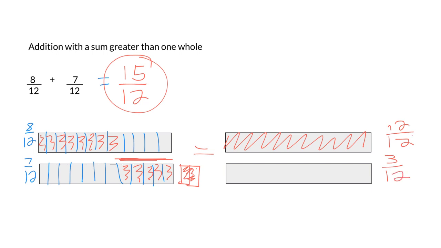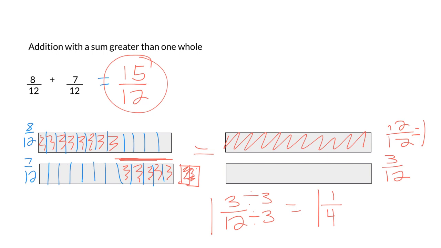And then we know that this 12/12 is equal to 1 whole. So our answer would be 1 and 3/12. Or hopefully you're seeing right here, you can simplify that and get the mixed number 1 and 1/4.